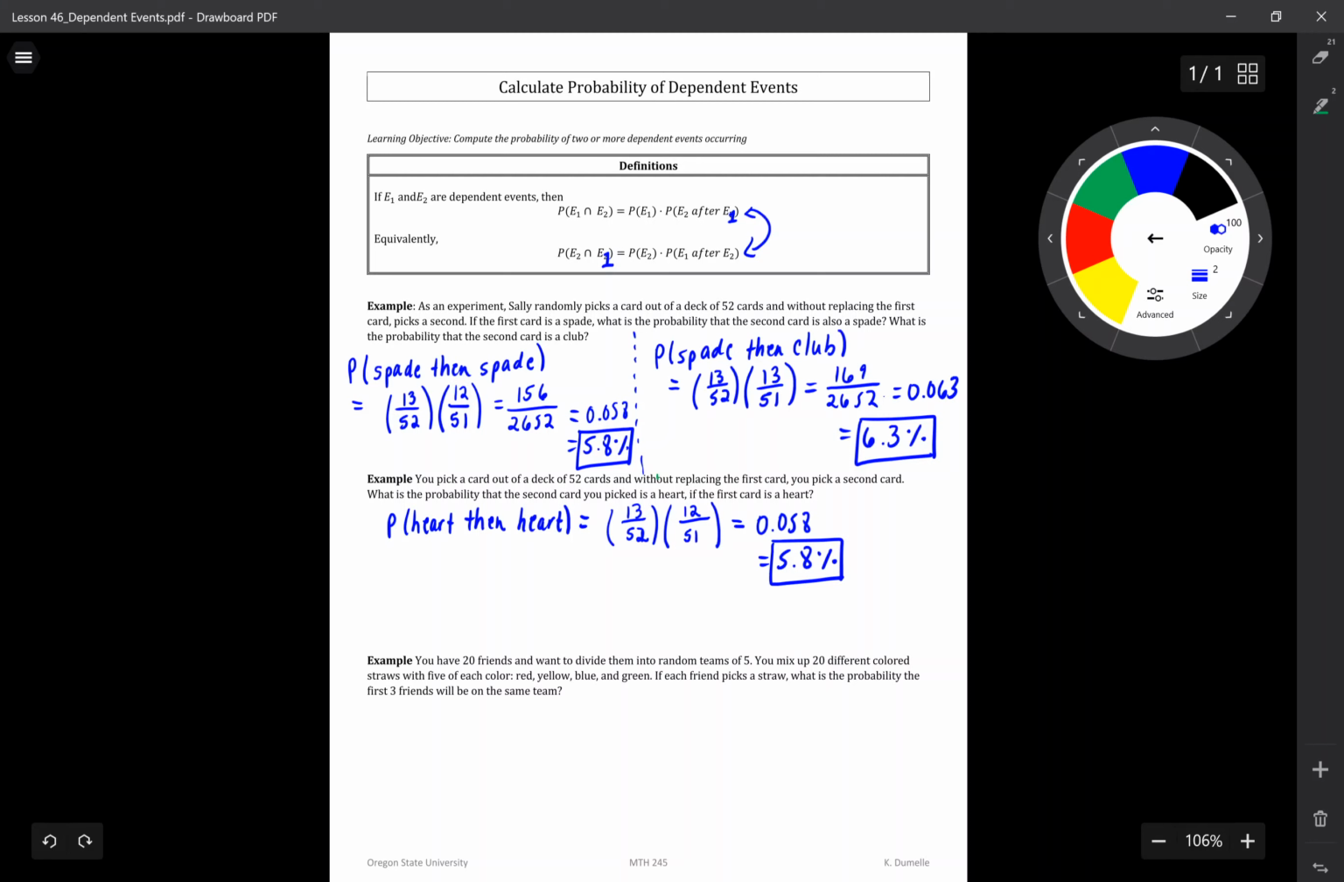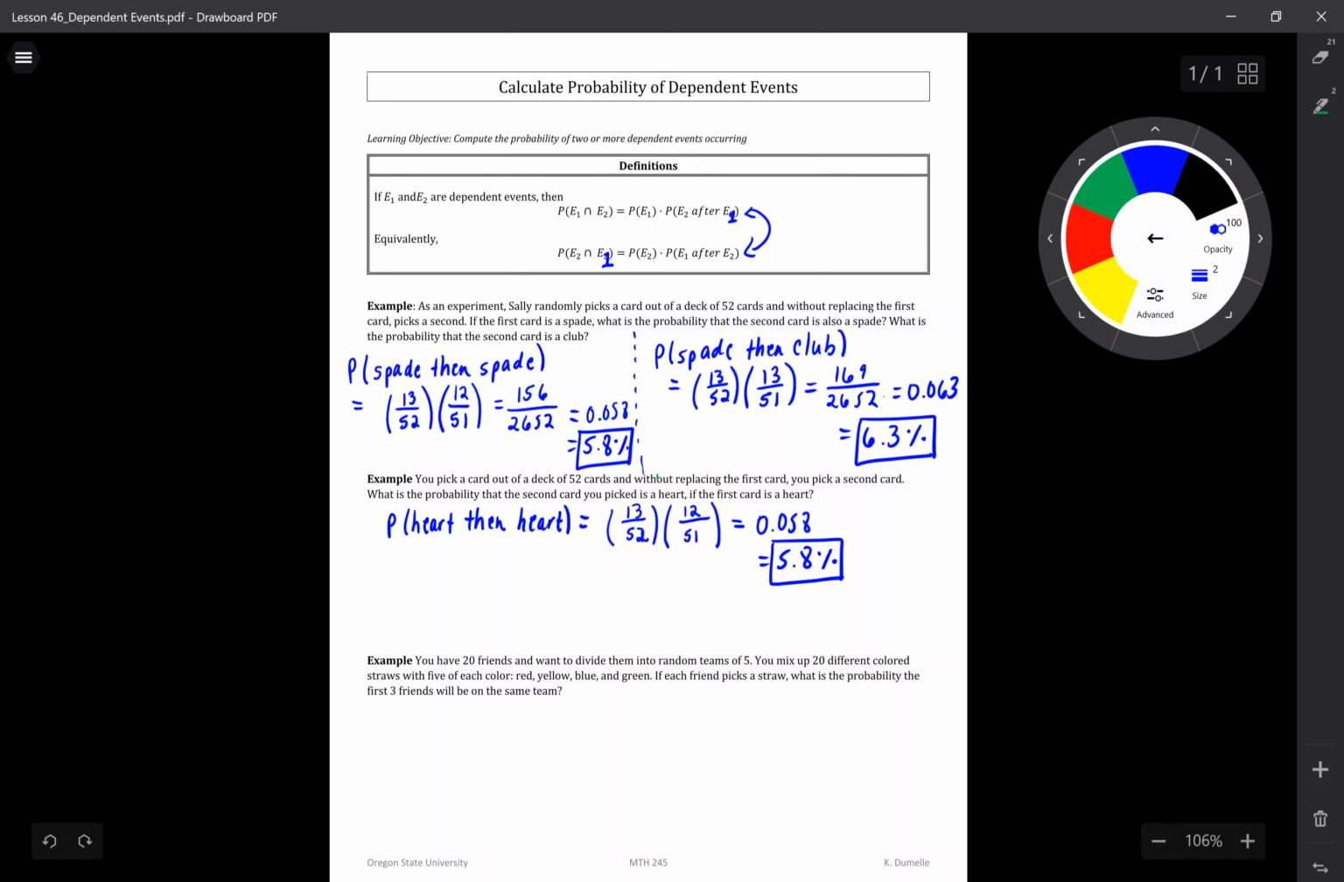Okay, one last example. I have 20 friends and I want to divide them into random teams of 5. We mix 20 different colored straws with 5 of each color: red, yellow, blue, and green. If each friend picks a straw, what is the probability that the first 3 friends will be on the same team? So it doesn't matter which team they're on, red, yellow, blue, or green. It just matters that they are on the same team.